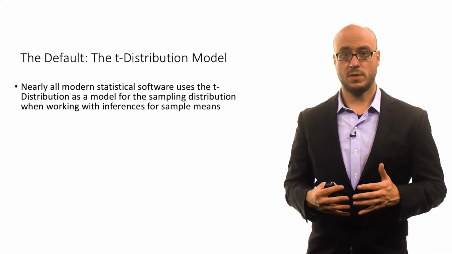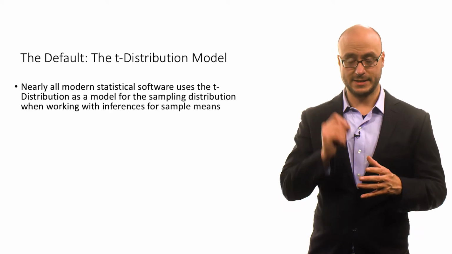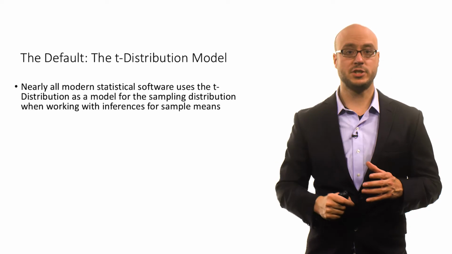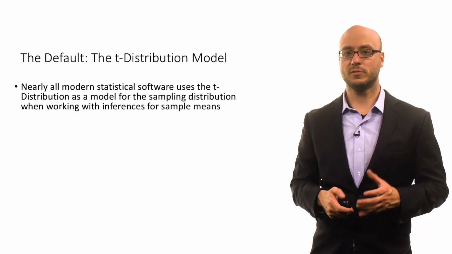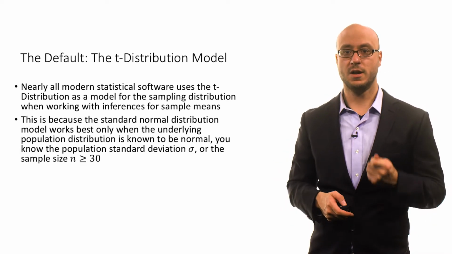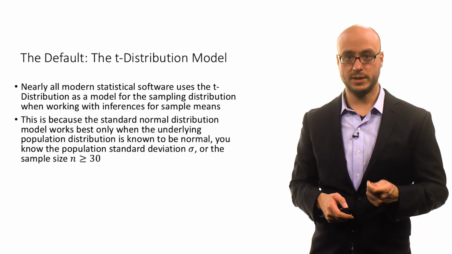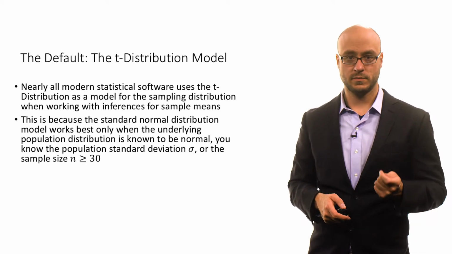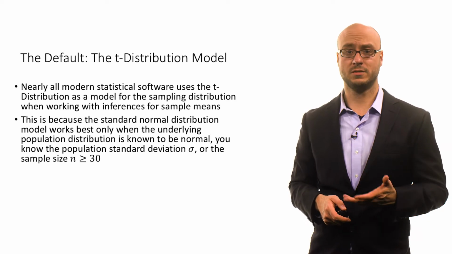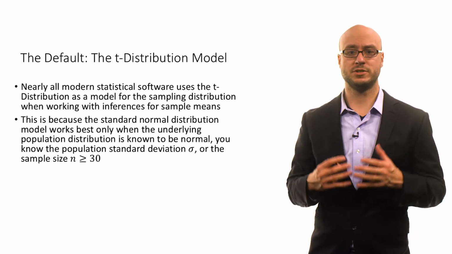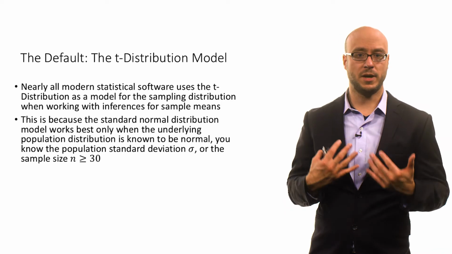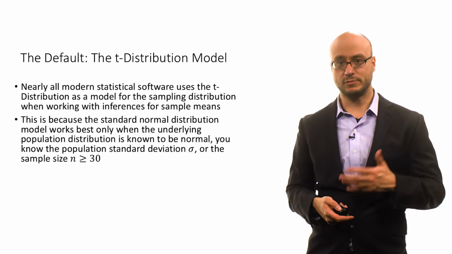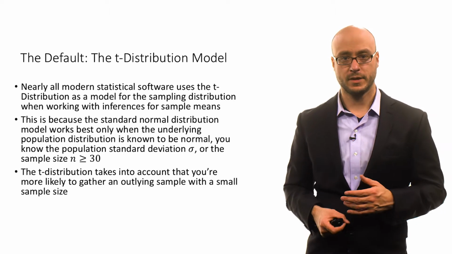Nearly all statistical models, when you're trying to make an inference about a sample mean, and so you're trying to use a sample mean to say something about a population mean, nearly all modern statistical software will use the t-distribution as a model for the sampling distribution of sample means. Again, that's because the standard normal distribution model, or equivalently the normal distribution model, works best only when the underlying population distribution is known to be normal, the population standard deviation sigma is known, or the sample size is roughly greater than or equal to 30. Right?